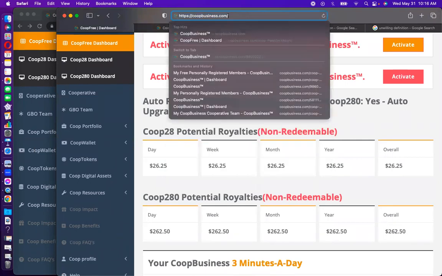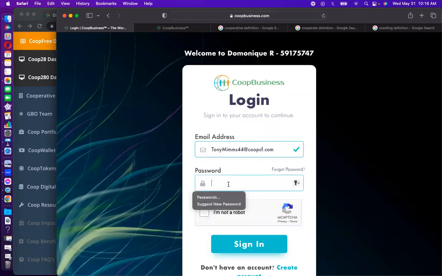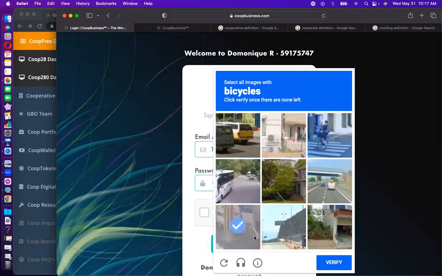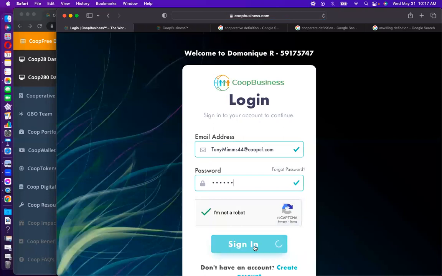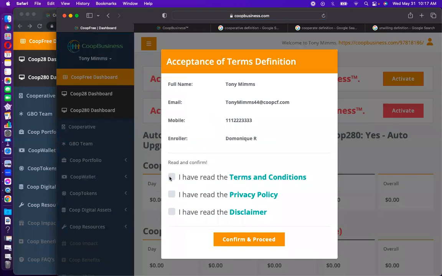So let me log out as you, Dominique. I'm going to keep Lee's window open. I'm going to drop in Tony Mims, who was an account that opened up after yours. I'm going to do the same thing with Tony Mims' account that we did with you and Lee's account. Nothing different. So when I log into Tony's, he's going to be at all zeros, just like your account was and just like Lee's was. Got it?